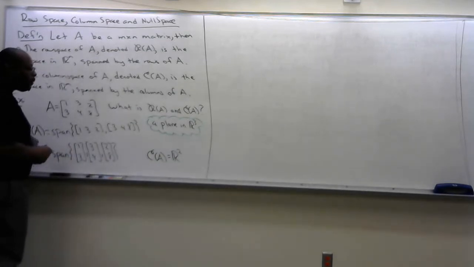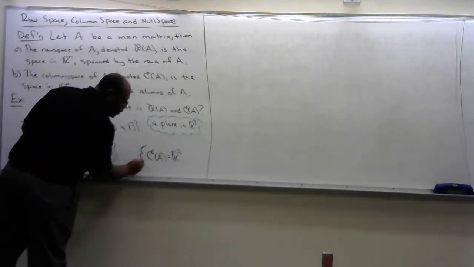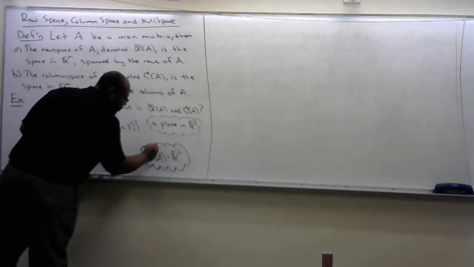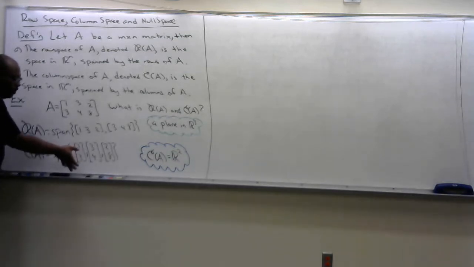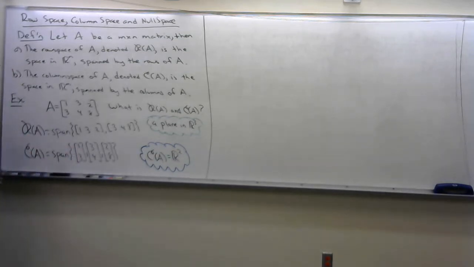Which is also a plane, by the way. R2 is a plane. So the row space of A is a plane in R3, right? The column space of A is all of R2, right? Because we only have two components here. So the only plane in R2 is R2 itself. So that's the row space of A and the column space of A.